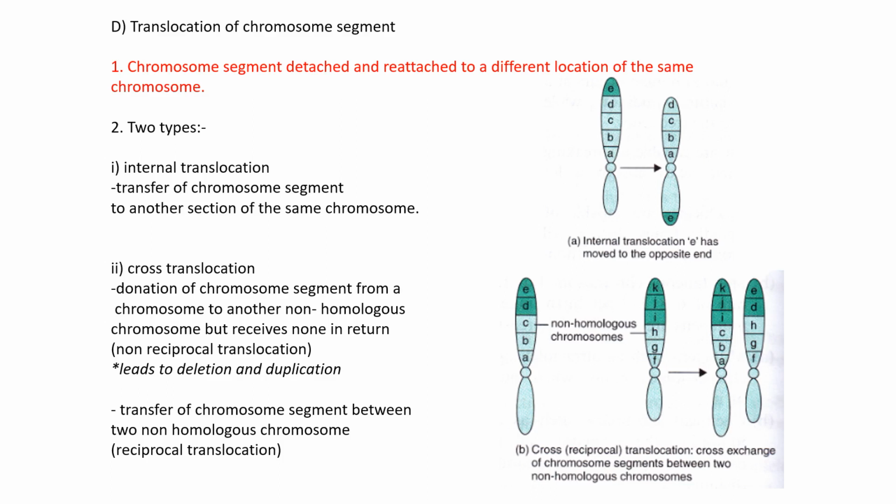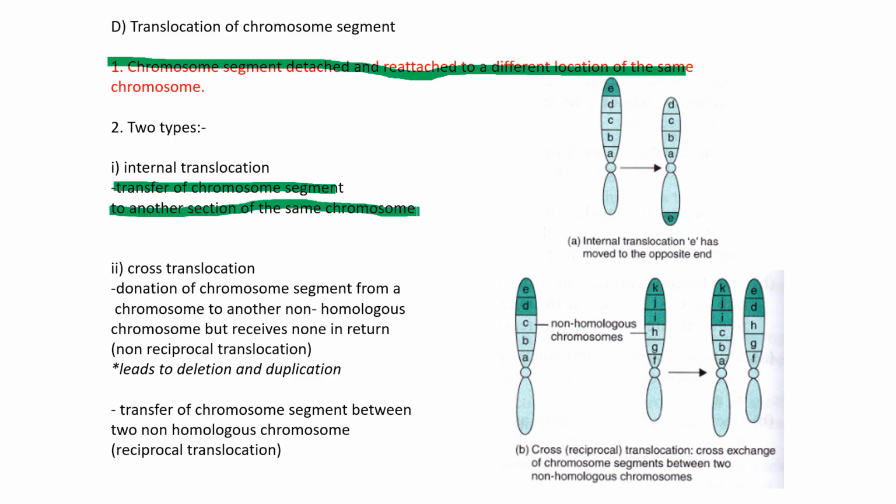Okay, now in internal translocation, it is the transfer of chromosome segment to another section of the same chromosome, which tallies with the general definition for translocation of chromosome segment. Remember, a part of the chromosome segment is being detached and reattached on the same chromosome but in a different location. So internal translocation is the transfer of chromosome segment to another section of the same chromosome.